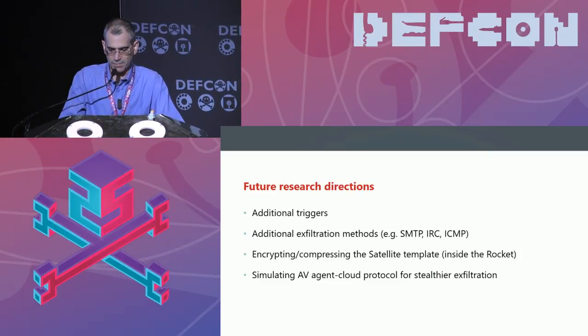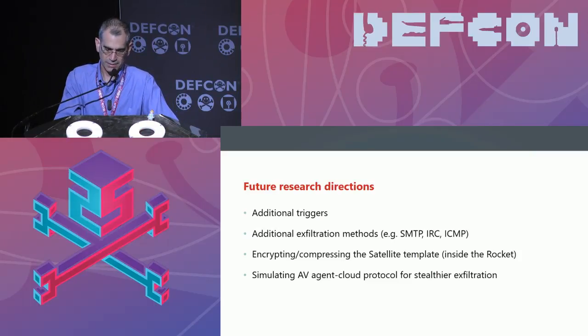Obviously, we could have tried SMTP, IRC, ICMP, and lots of protocols and techniques to exfiltrate data. One thing that can help the rocket to evade detection or to avoid getting suspicious is encrypting and/or compressing the vanilla satellite that it carries inside it. Also, when it embeds the collected data, it would be a good idea to compress and encrypt the collected data inside the satellite.